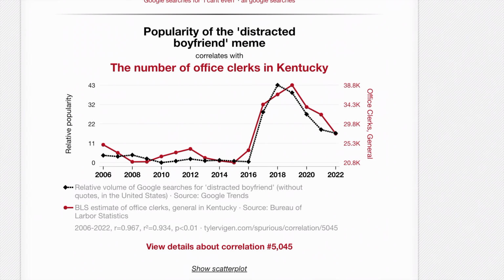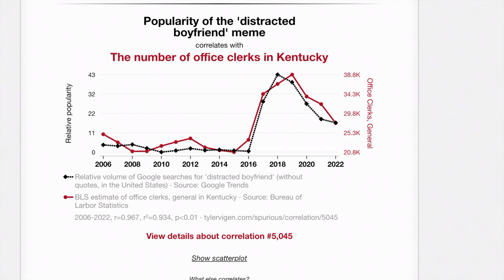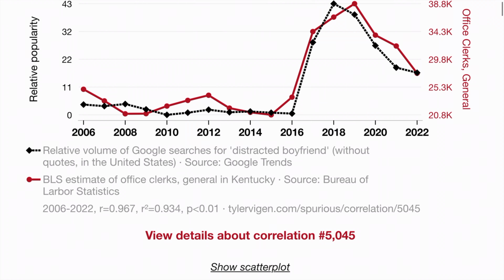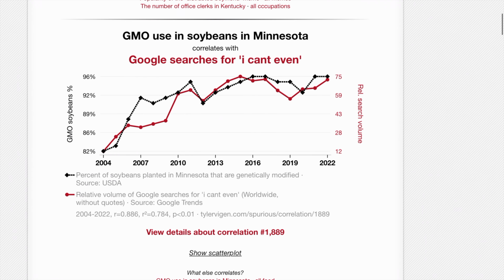They definitely updated these. Popularity of the distracted boyfriend meme has a 0.97 correlation with the number of office clerks in Kentucky. This website is just to show you that you can correlate really random stuff, but you have to think, could it actually cause it?